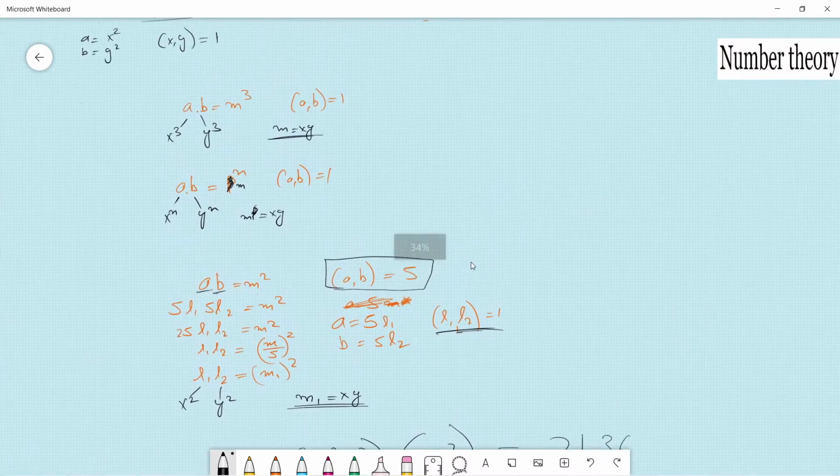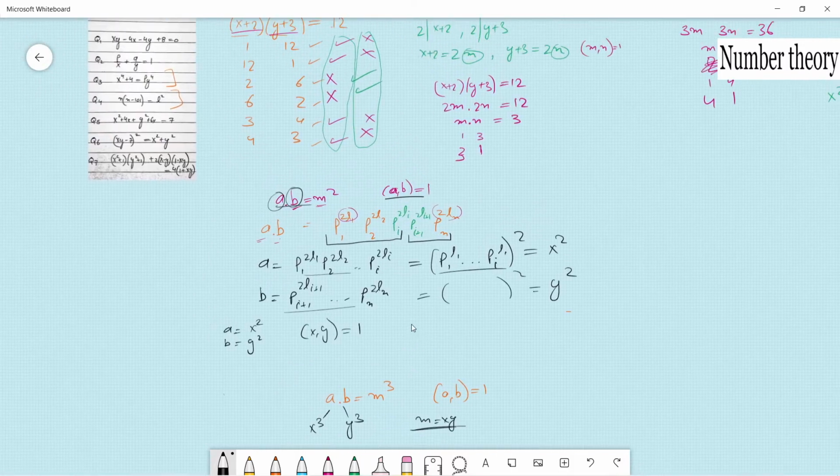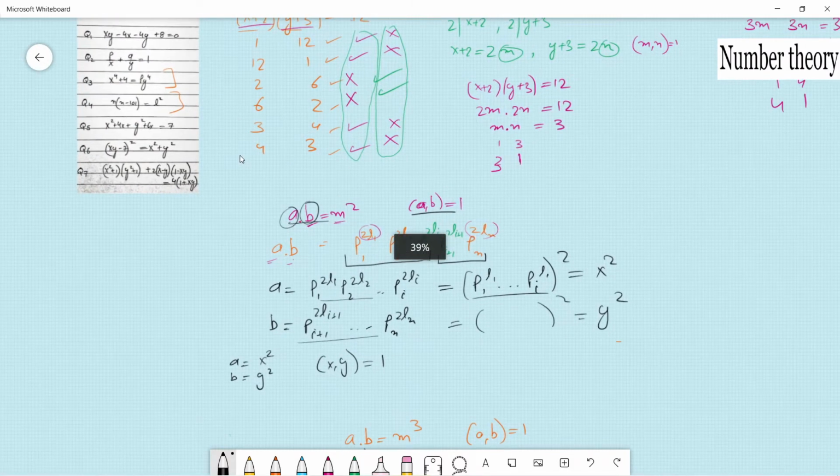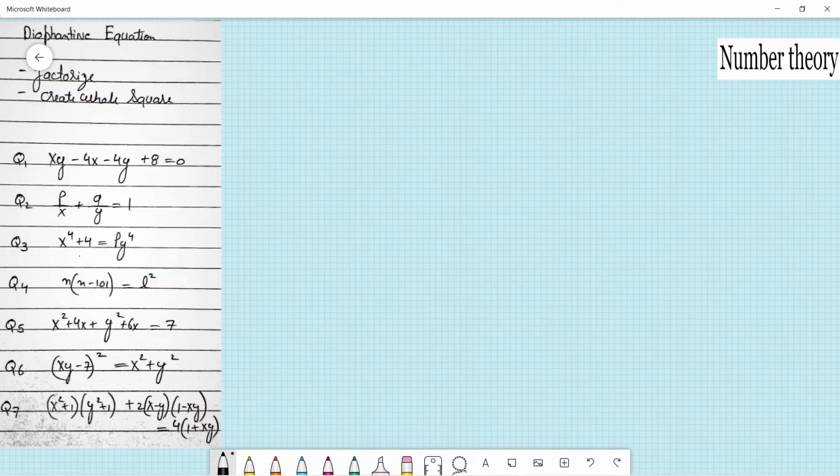Okay, so with this information we are ready to look at our problems number 3 and 4. Here we are also given that x, y and p are odd. It is given to you in the problem. So let's look at its solution.